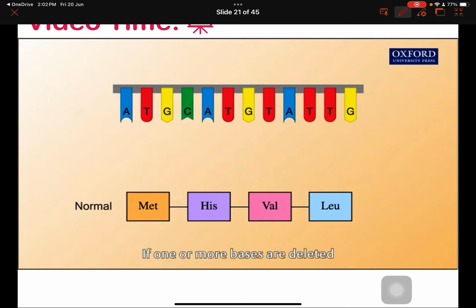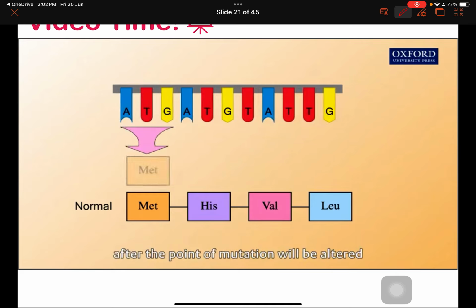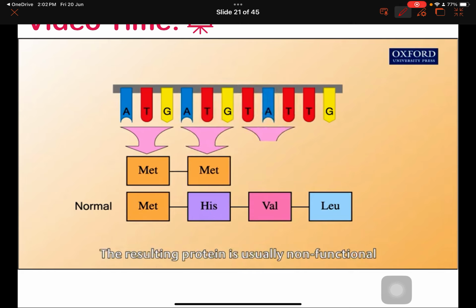If one or more bases are deleted from the coding strand, the reading frame will be shifted. Thus, the amino acid sequence after the point of mutation will be altered. The resulting protein is usually non-functional.